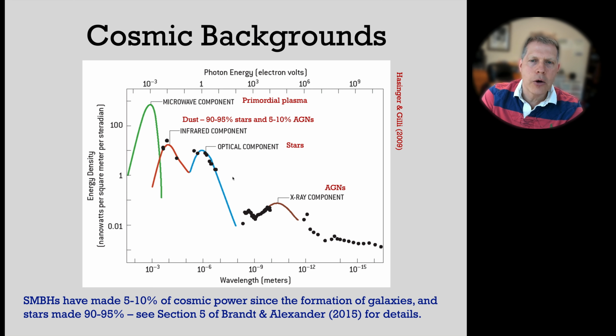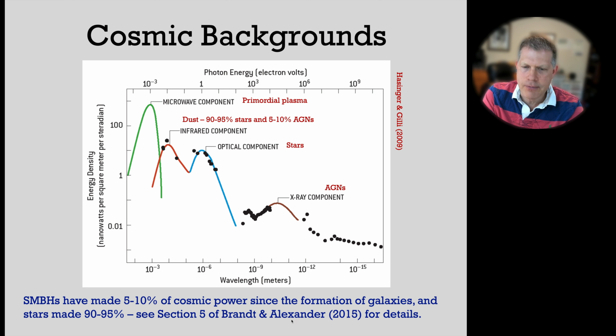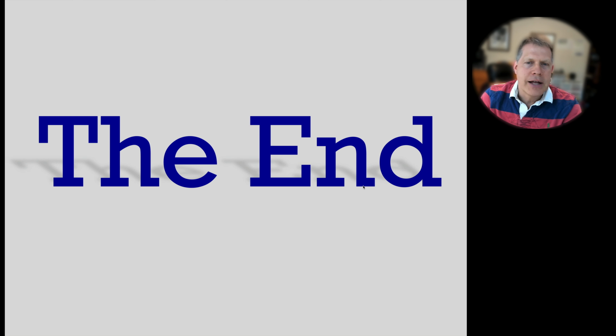And so thus, when you work out your sums overall, it appears that supermassive black holes have made sort of ballpark numbers like 5 to 10% of cosmic power overall since the formation of the galaxies, and that stars made 90 to 95% of cosmic power. That is, in this cosmic balance of power, the stars win. They make 90 to 95% of cosmic power, with supermassive black hole accretion making sort of 5 to 10% of cosmic power. That's how this cosmic balance of power comes out. If you want to see more details of that, you can see section 5 of this review. And that's where I will end today in our discussions of AGN evolution. Thank you.